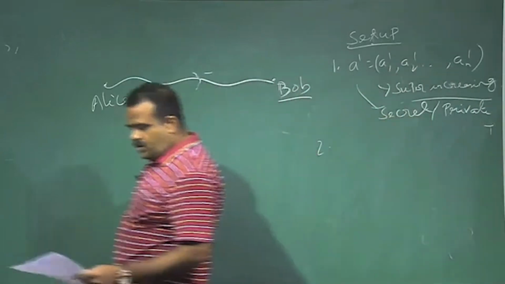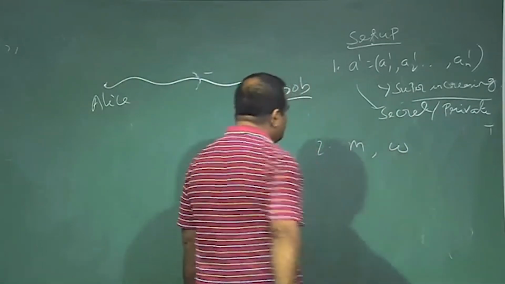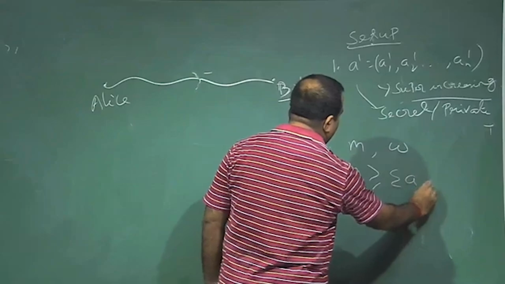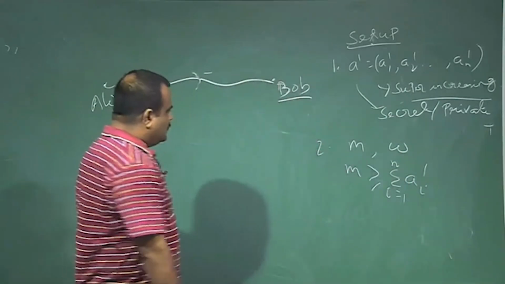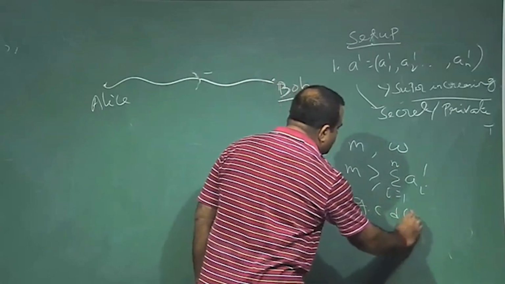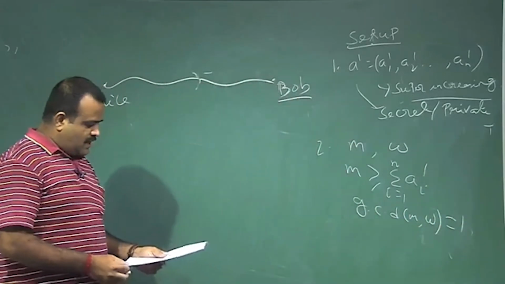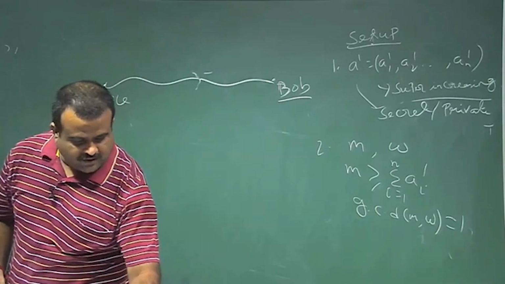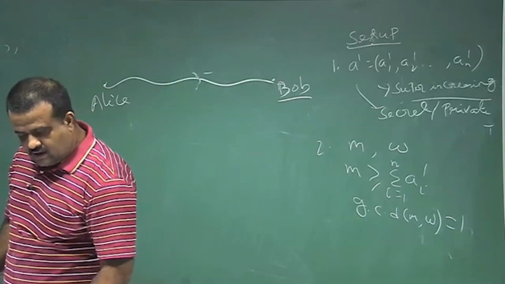Okay. So now what is Bob doing? Bob chooses M and W such that M is greater than the summation of ai prime, i equal to 1 to n, and W is chosen such that GCD of M and W is 1, so that we will have W inverse. W inverse exists under mod M. So that is the idea.